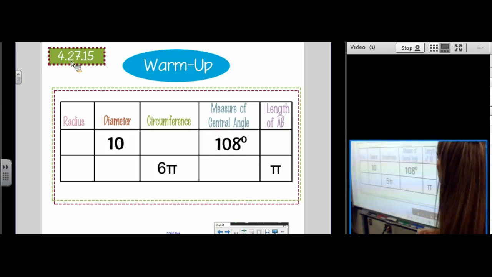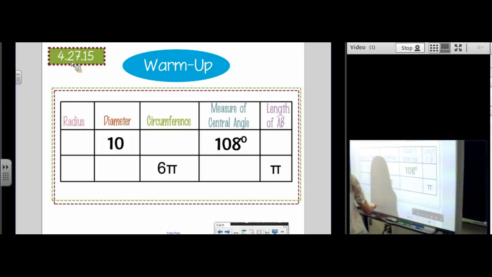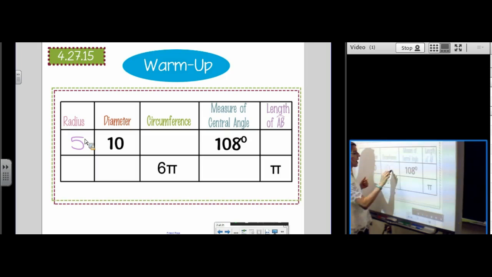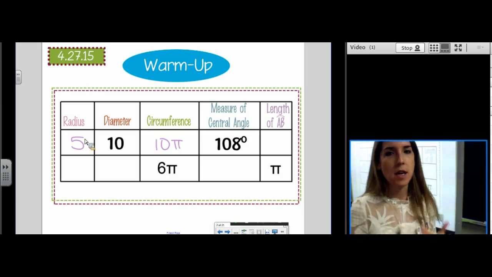So let's look at this warm-up. Let's do the first row together. Obviously, the radius would be half of the diameter. The circumference would be pi d, or 2 pi r. And now is where we use our new stuff.